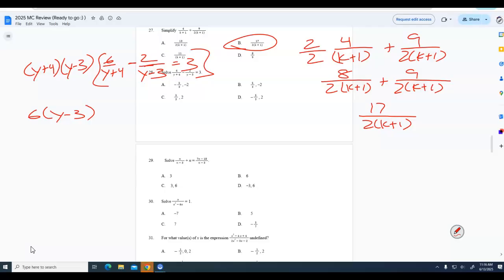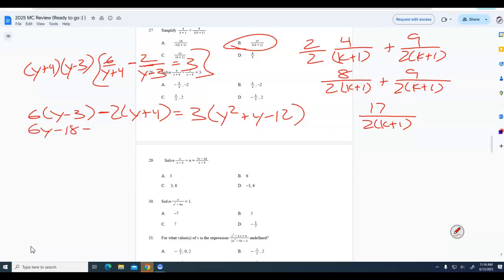When I multiply through, the y minus 3 cancels. It's minus 2 times y plus 4. And that's going to equal 3 times the y plus 4, y minus 3. If I FOIL that, that's y squared plus y minus 12. This is probably one of the harder problems on the test.